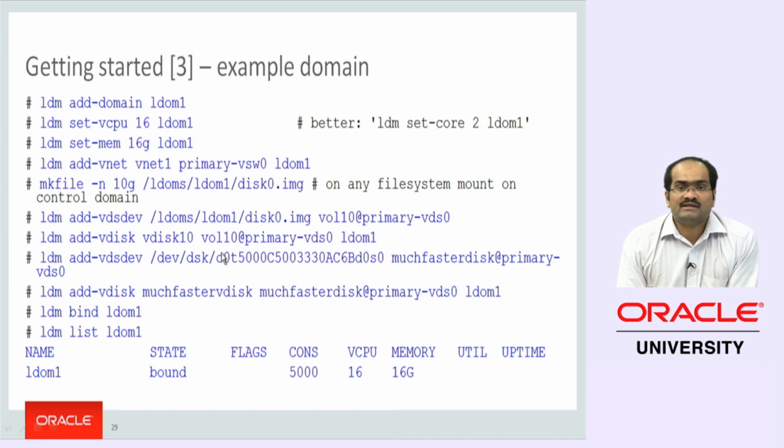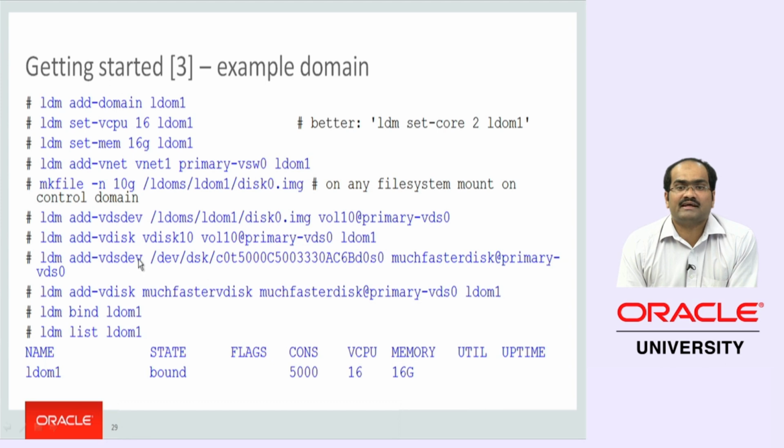And what is the volume you are importing? vol10@primary-vds0. What is exactly given here? This is the volume name which we have given for the virtual disk server, and finally the logical domain name ldom1. So once these two steps are done, a disk will be imported for the guest domain, and inside the guest domain this disk will be visible as vdisk10.